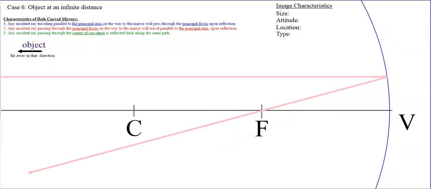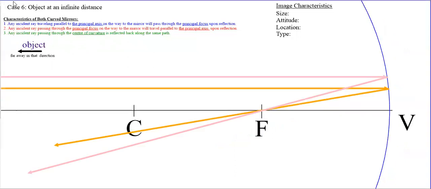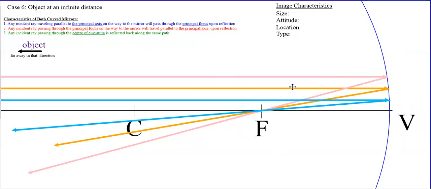And so we can just say that any light ray, if I zoom in a little bit, any light ray that's traveling parallel to the principal axis, even if I get them slightly off the principal axis so that we can see a difference, they're all going to reflect. So I just drew 3 random light rays. They're all going to reflect to the principal focus. And so that's how I have it drawn in.